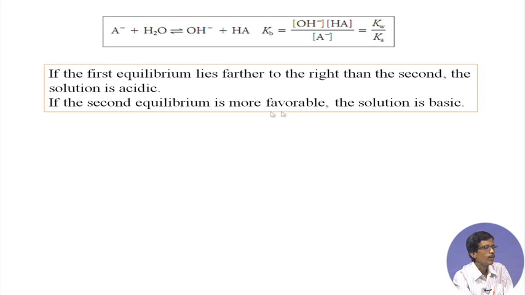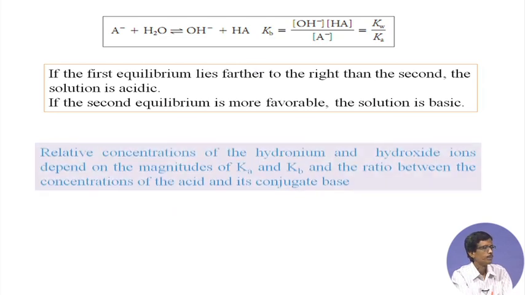The second equilibrium, if it is more favorable, the solution will be basic. That means, if you have the acetate ion reacting with water forming hydroxide ion, which is your corresponding strong base, then if this equilibrium is favorable, you have a solution which will be basic in nature. Otherwise, if both of the equilibria are competitive and of comparable magnitude, you can have a neutral solution.